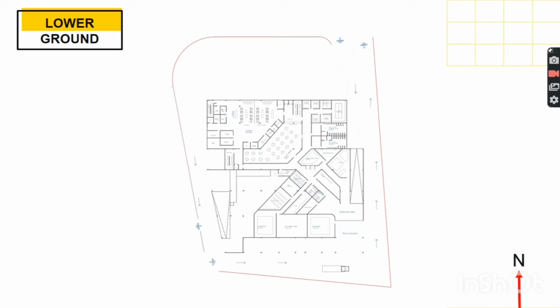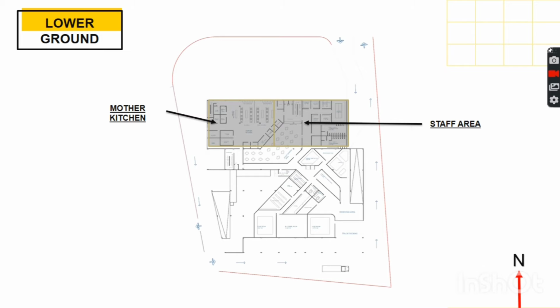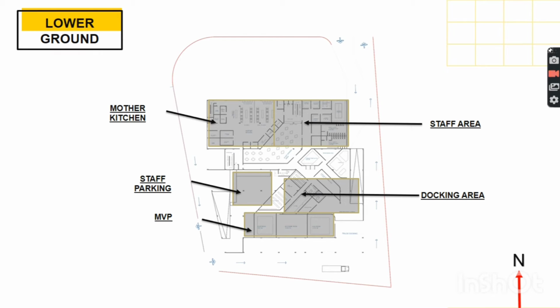This level contains all the services. The mother kitchen is placed so that it is connected to the service core to provide service to all the restaurants. There is a link formed between the staff areas like staff parking, sanitation booth, and timekeeper to the changing areas. MVPs are provided on the outer face as machinery will exhaust a lot of heat.